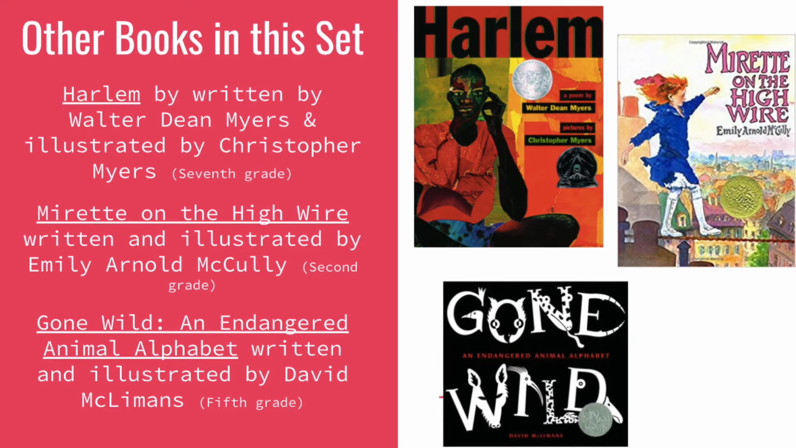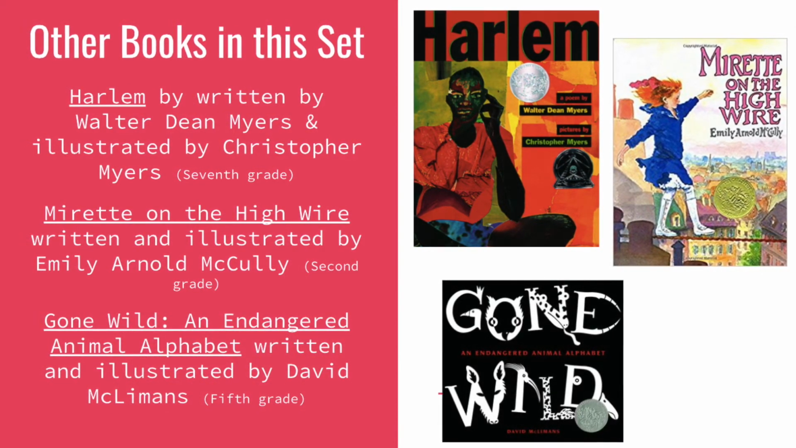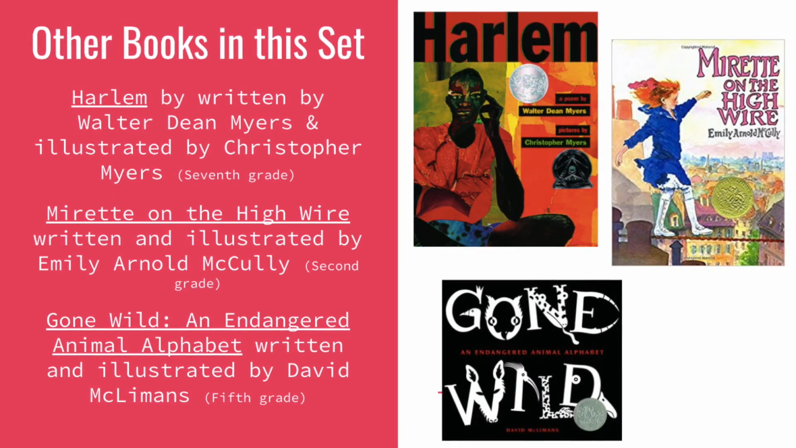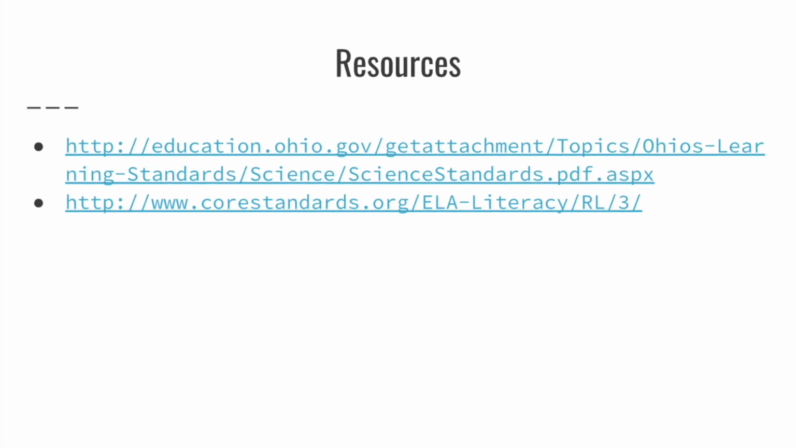Lastly, there is Gone Wild, an endangered animal alphabet, which is written and illustrated by David McLimans. This book highlights some of the world's most beautiful and endangered creatures going from A to Z. These are the resources that I use for my standards.